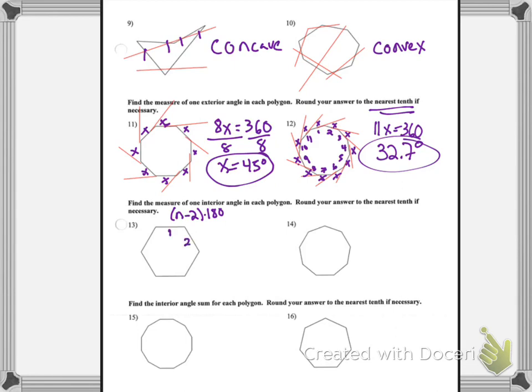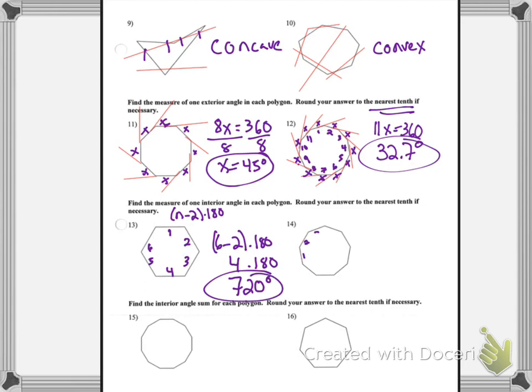So we have 1, 2, 3, 4, 5, 6. So we have 6 minus 2 times 180. It's going to be 4 times 180. So when we do 4 times 180, you end up with 720 degrees.